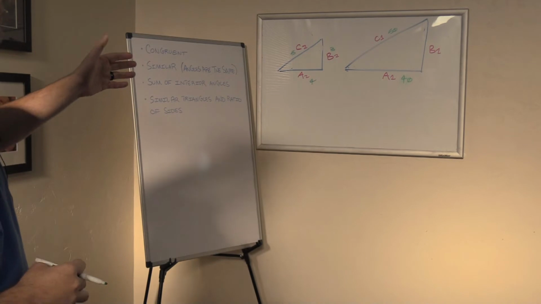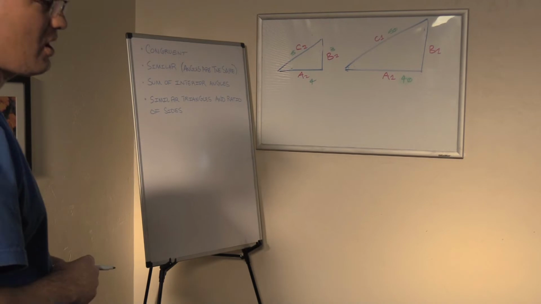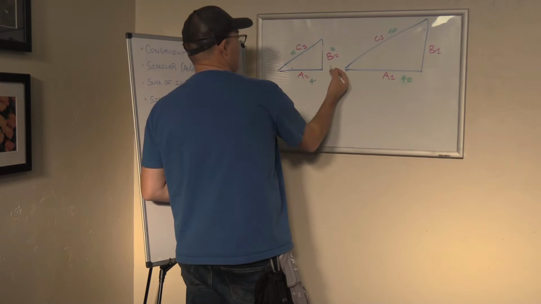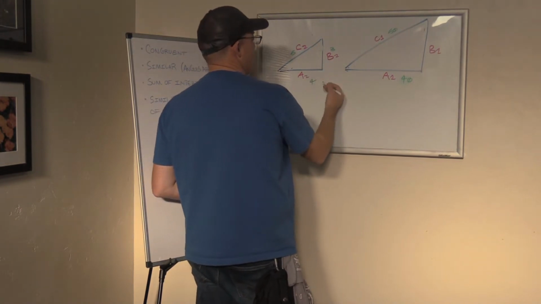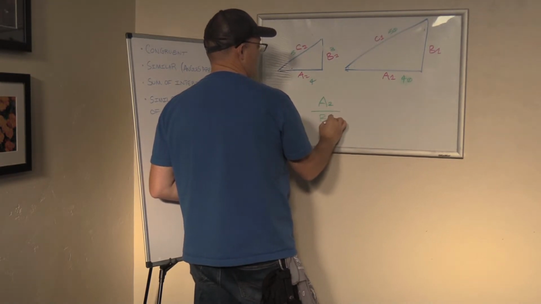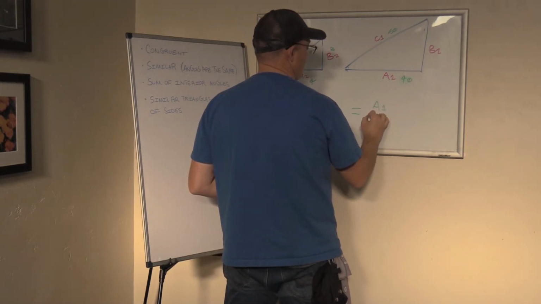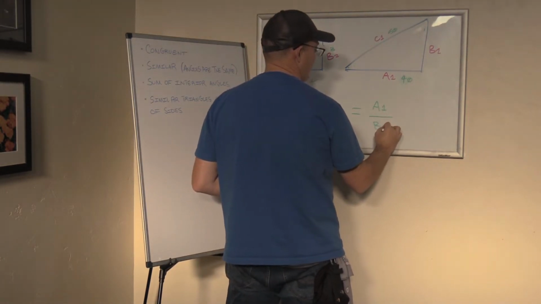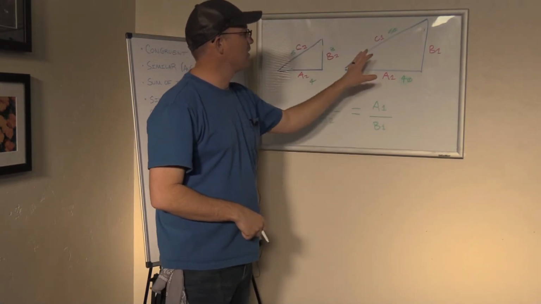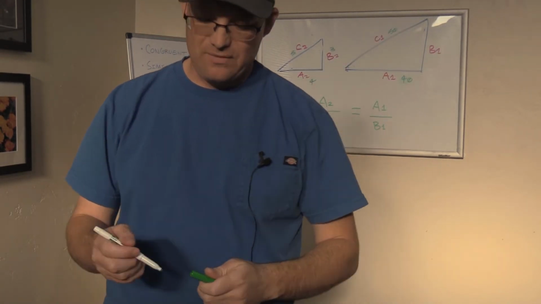If this triangle is similar, the ratios of the sides are similar. That means if you know the sides of one triangle, you can figure out the sides of the other triangle. Let me give you an example. Let's look at sides A2 and B2. The ratio of A2 over B2 is equal to the ratio of A1 over B1. So if I know the relationship between these two sides, as long as these triangles are similar, I can figure out the length of any of the sides of the other triangle. If I have the length of one side, I can figure out the missing sides.